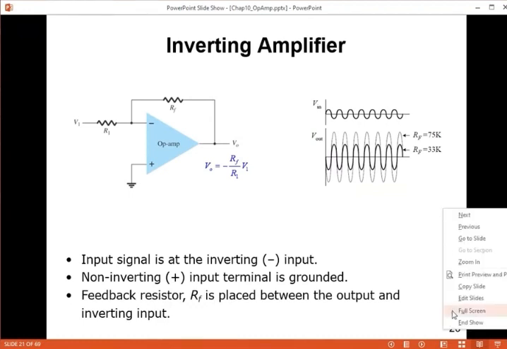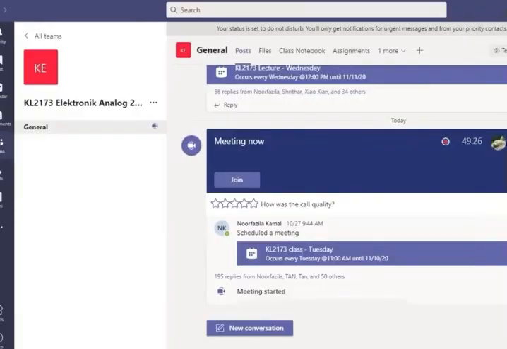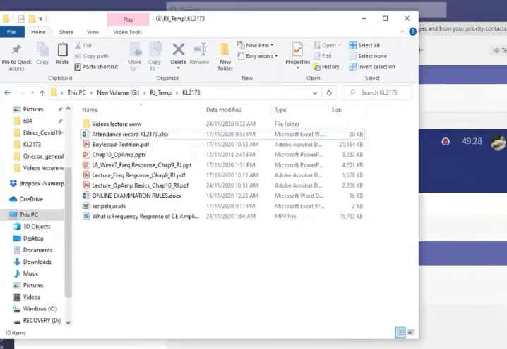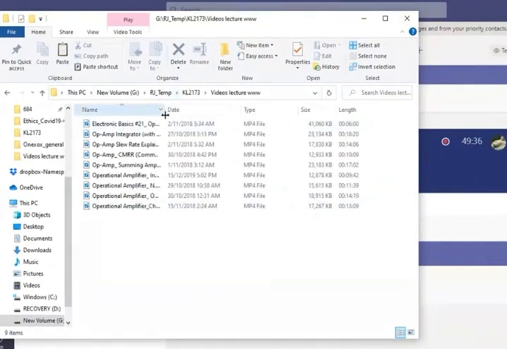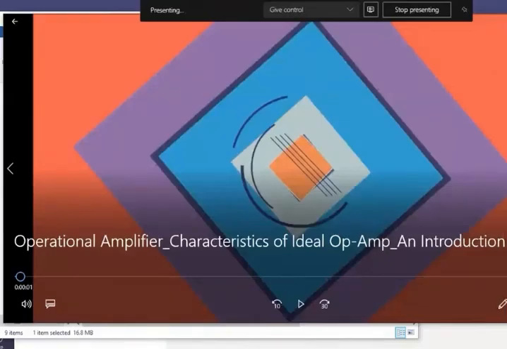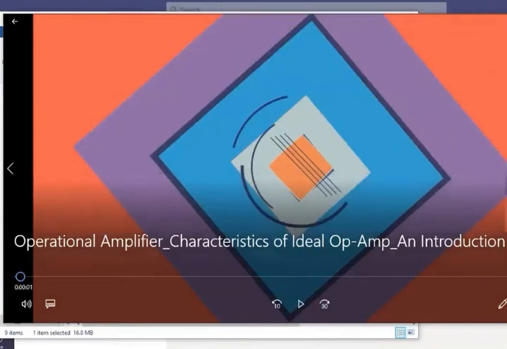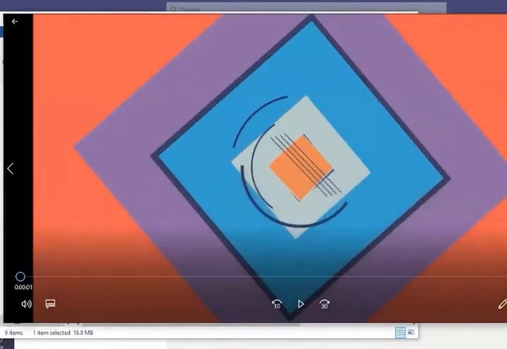I stop here. I want to show some videos on basics of the op-amp. Let me show you some videos. Okay, let us see some videos.